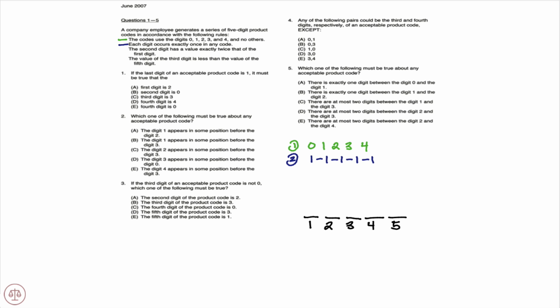The third rule tells us the second digit has a value exactly twice that of the first digit. All right, so if the first digit was X, the second digit would be exactly twice that, which would be 2X. And you should notice that there are only 2 possibilities from rule 3.